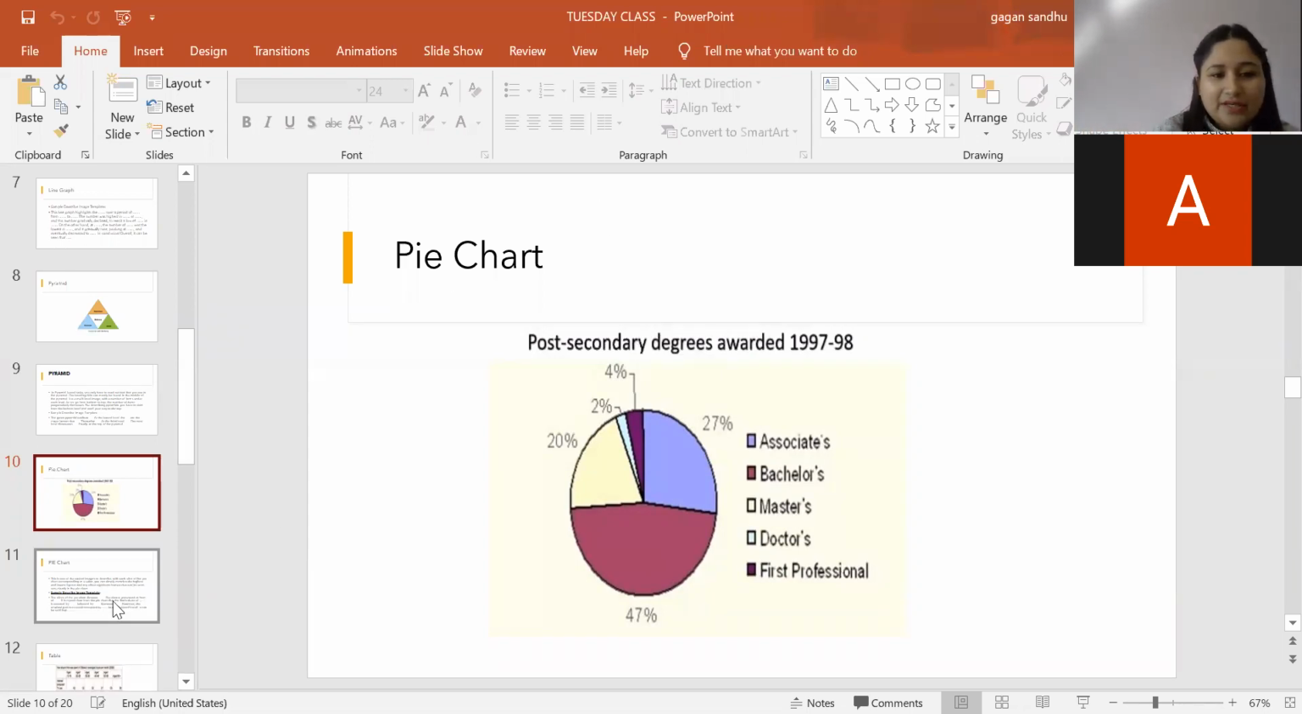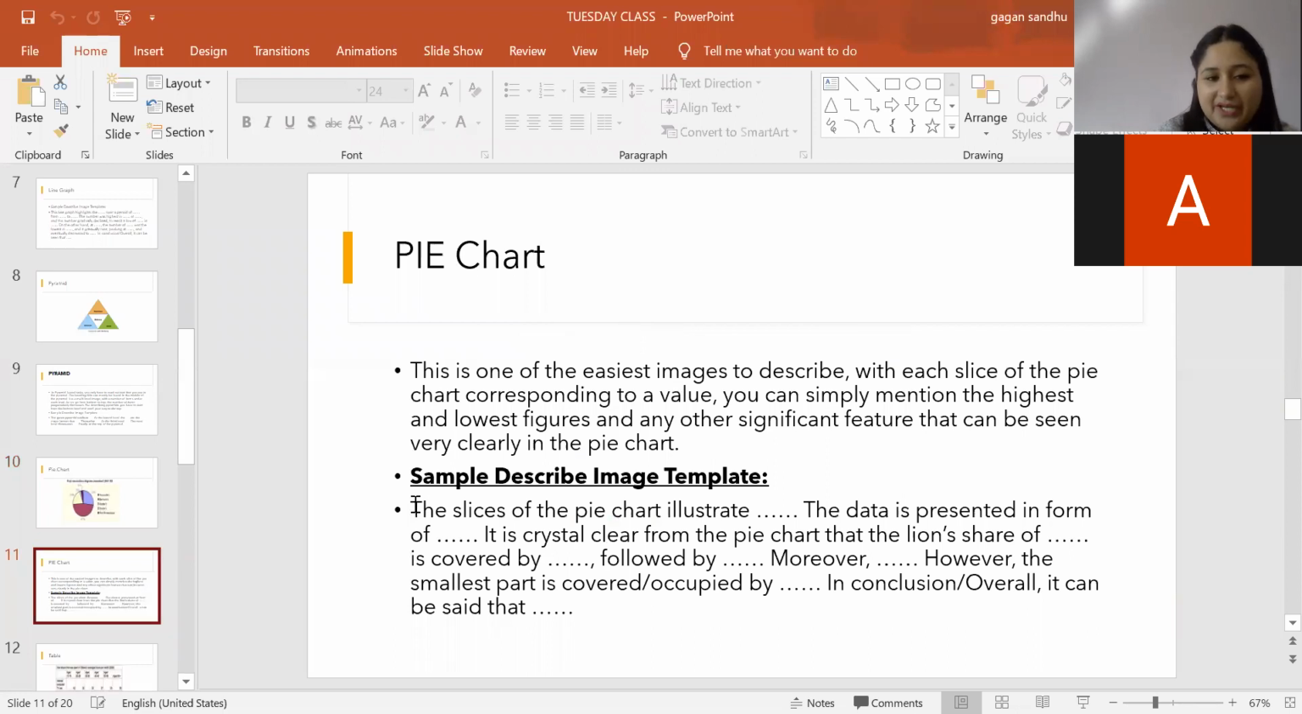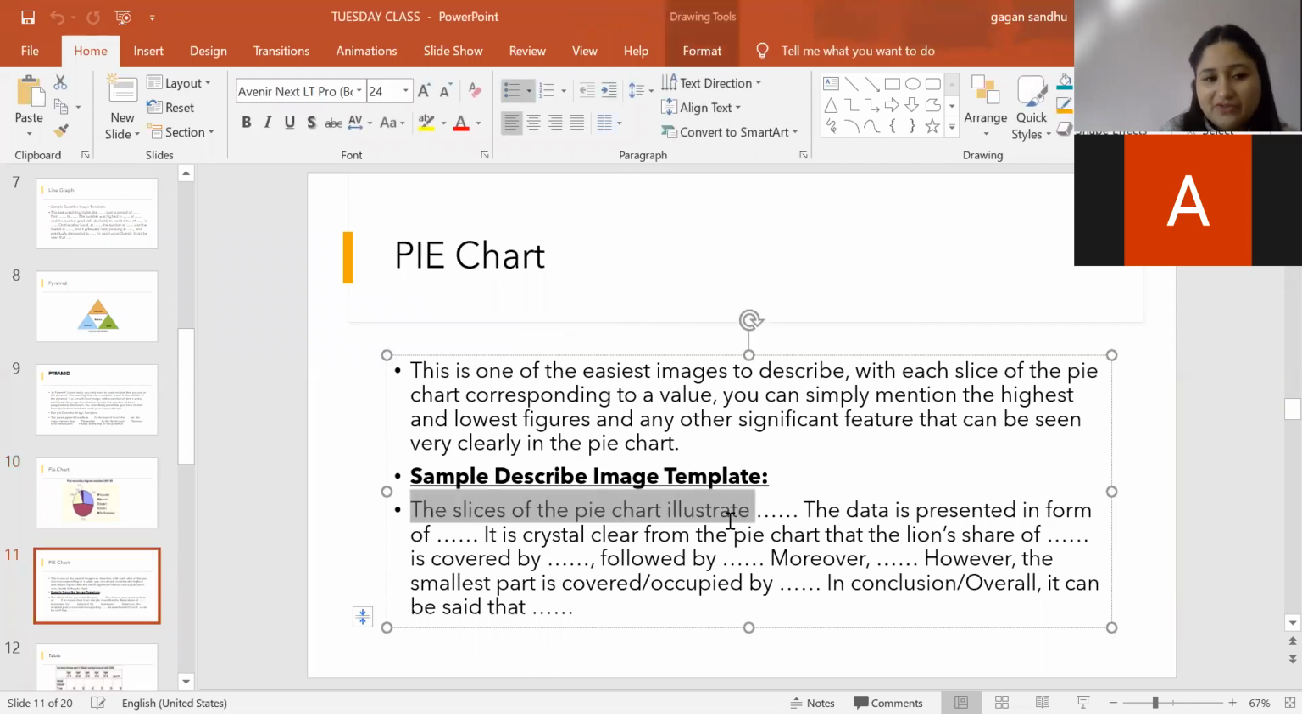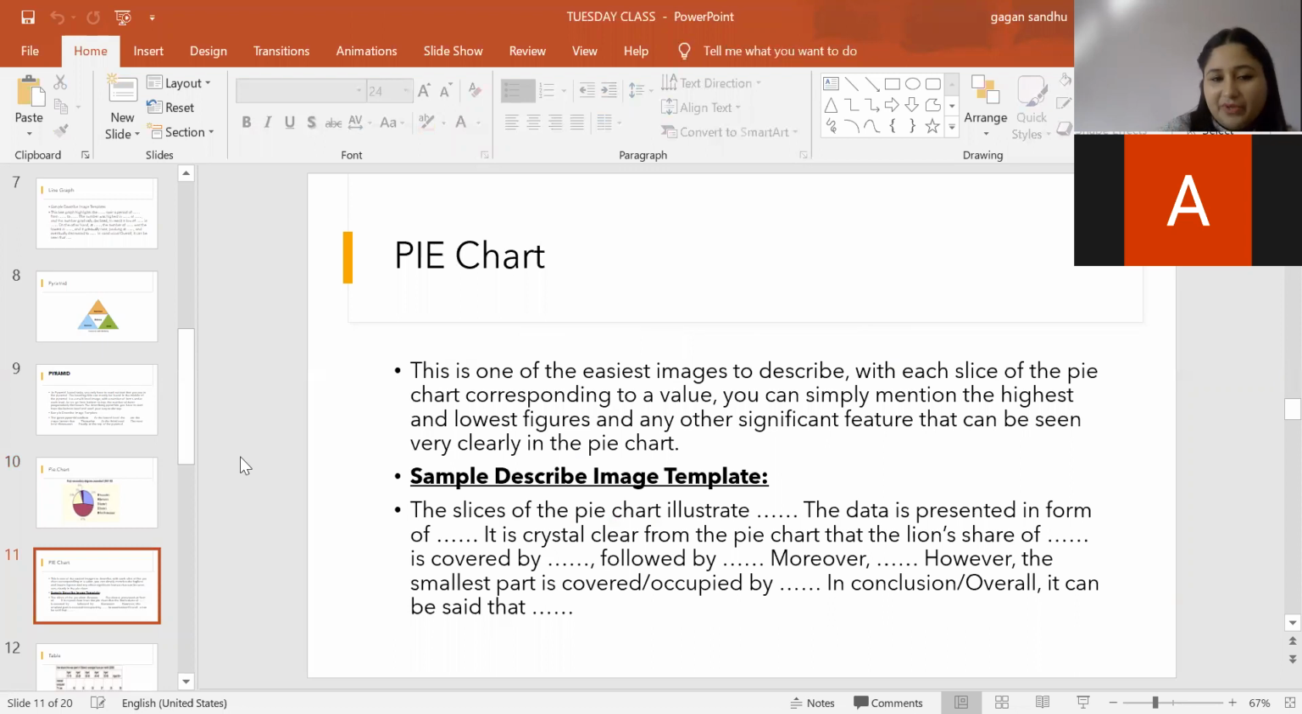So this is the template you will have with the pie chart. The slices of the pie chart illustrate, sometimes you can even pick up words from the different templates I'm sharing. And if you feel comfortable with the template you have already learned, so it's all great. You don't have to change it a lot, right?